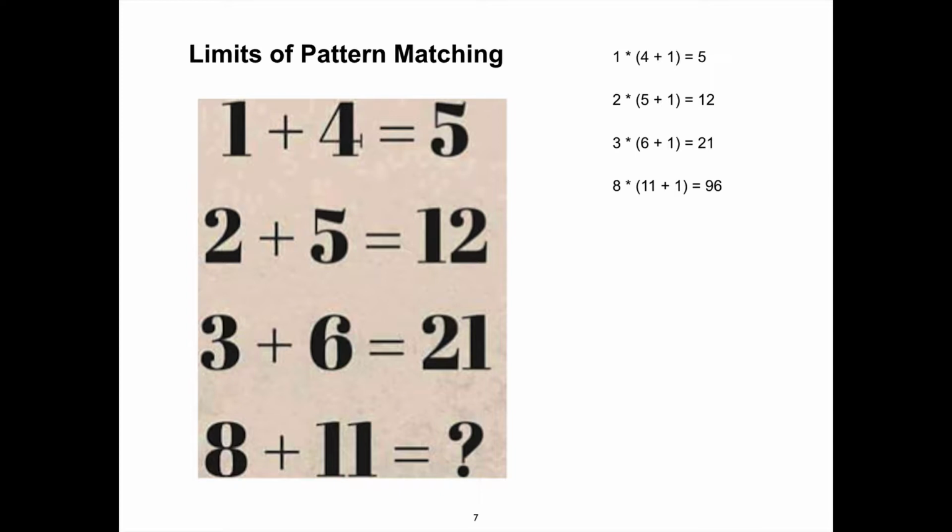So one pattern is, you take 4 plus 1 and multiply by 1, and then you take 2 plus 5 and multiply by 2, and then it's 3 plus 6, which is 9, and multiply by 3, you get 21, and then it should be 96, right?